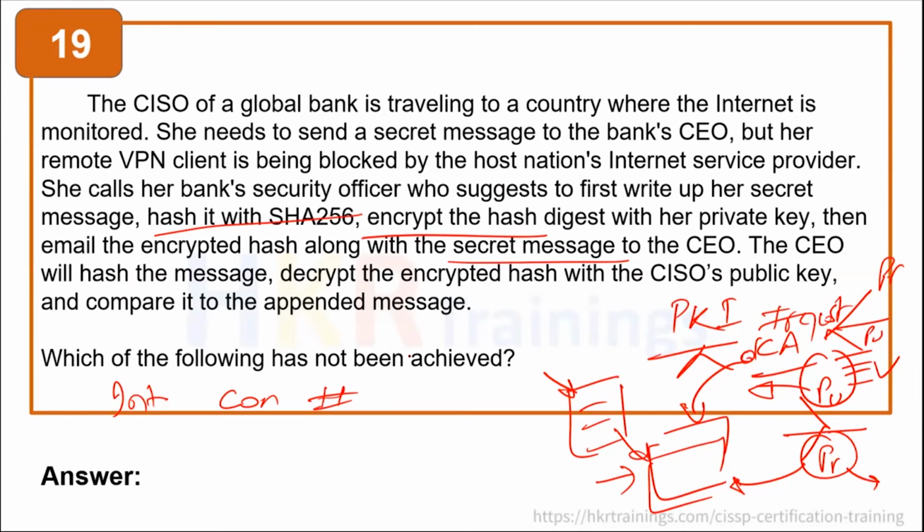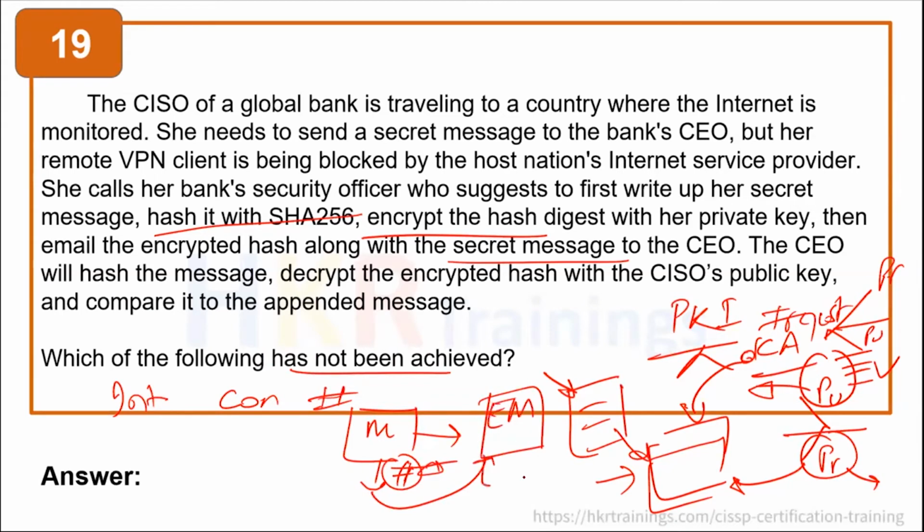So what is not being achieved is this. What they should have done is, here is your message. You encrypt the message and you hash it. Okay. And since hash is already a one-way function, you do not need to re-encrypt it. You just attach the hash to the encrypted message. Now this is your encrypted message and your hash, and send it to your recipient.